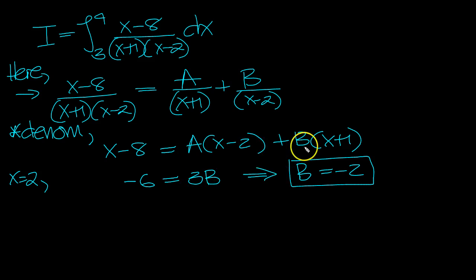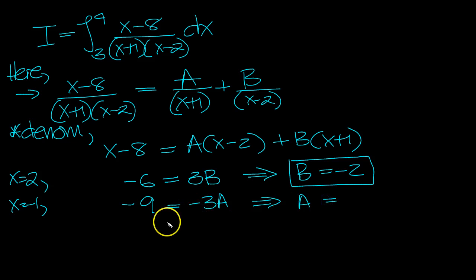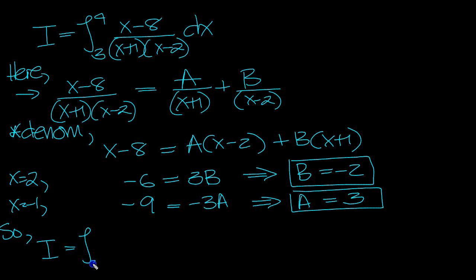Minus 6 over 3 is minus 2, isn't it? So that's b. Now we'll put in x as minus 1. We get minus 9, don't we? Minus 1 minus another 2 is minus 3a. And this goes to 0. So a is minus 9 over minus 3. Minus over a minus is a plus. 9 over 3 is 3. So I will equal then the integral between 3 and 4 of this, which is just the same as writing this. A, which is 3, over x plus 1, plus b, which is minus 2 over x minus 2, dx.